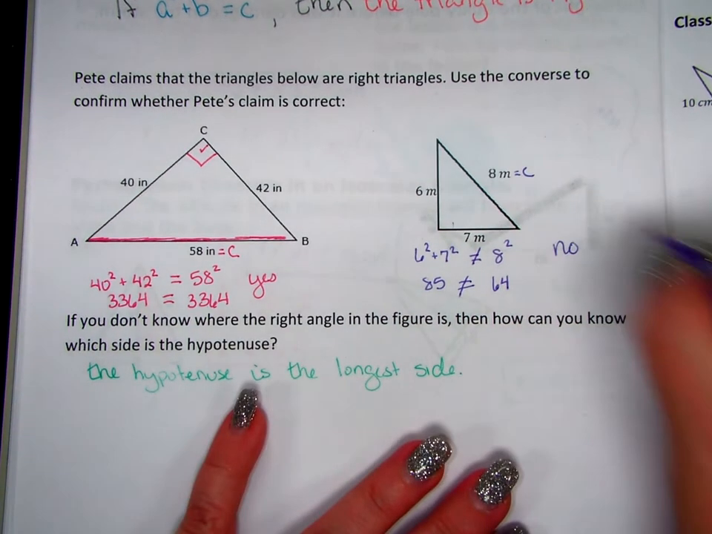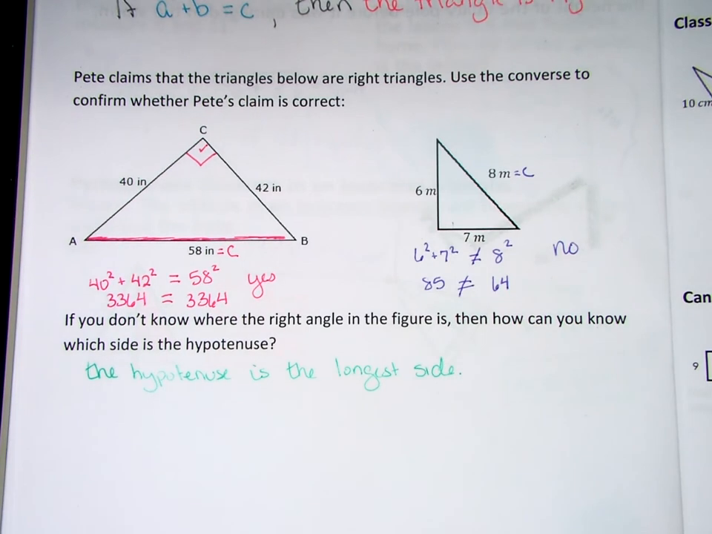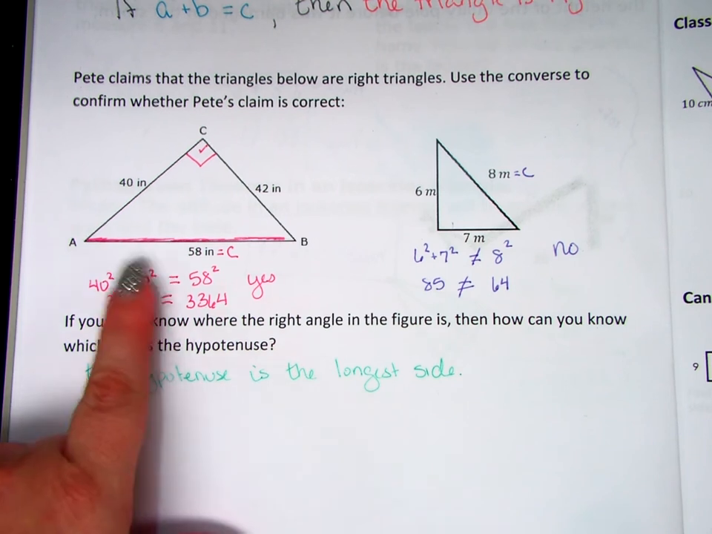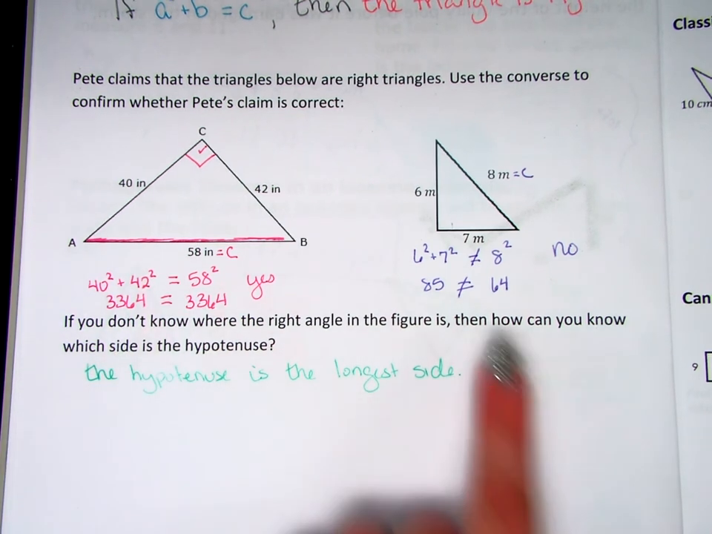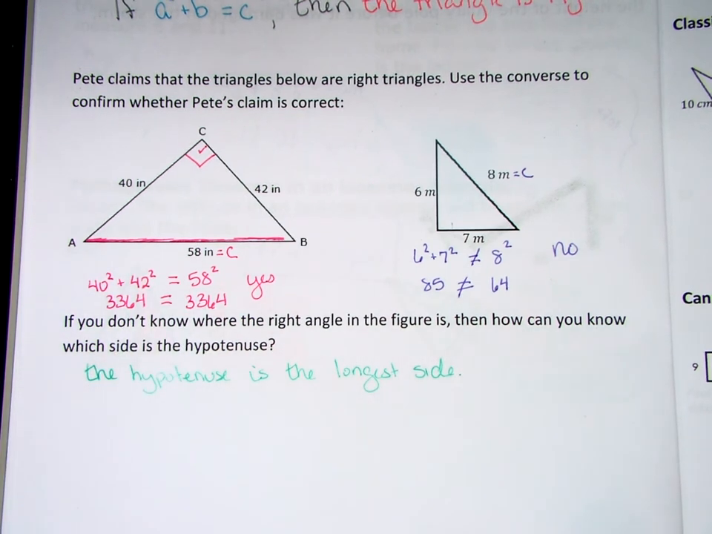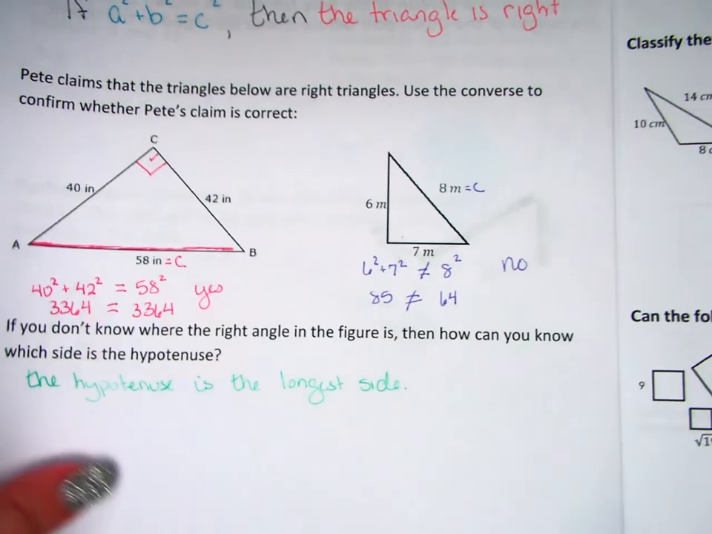Okay? So, no. Pete's claim that both the triangles are right triangles is false. The one on the left is right, but the one on the right is not. Okay? So now we have a question on the next page.